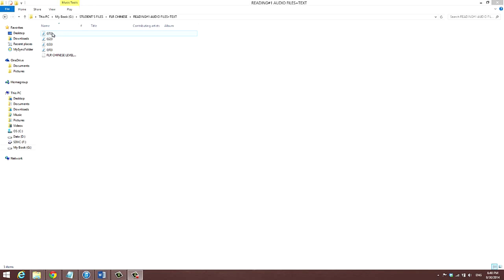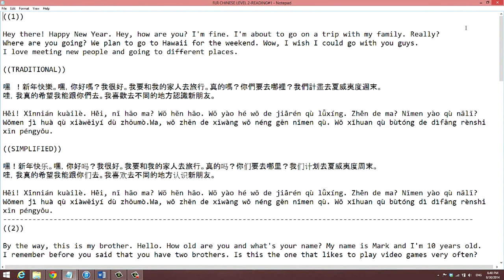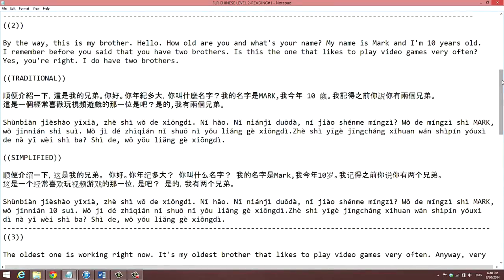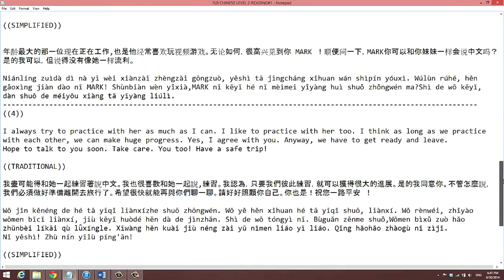These are the audio files for the four parts. Okay. Excuse me. I'm going to open up this here so you guys can see. And as you can see, we have four parts. And this is for Mandarin Chinese, by the way. So here's your first part, there's your second part, there's your third part, and then there's your fourth part.